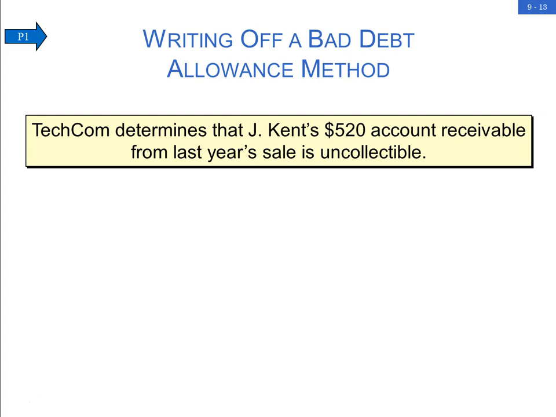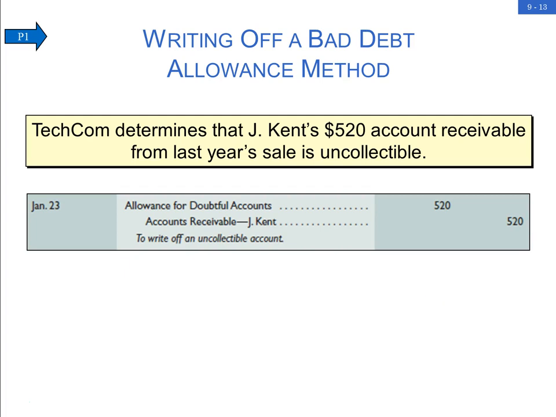Nice knowing you. Well, we need to write off Mr. Kent's account receivable, right? And if he owed us $520, there would be a $520 debit balance in his specific account receivable. So we're going to be crediting his account receivable for $520. And rather than taking a bad debt expense, remember we already took the bad debt expense, we just didn't know who was going to be the deadbeat and not pay us. Now we do, so rather than debiting bad debt expense, we debit that new allowance for doubtful accounts account, right? So we already took the bad debt expense.